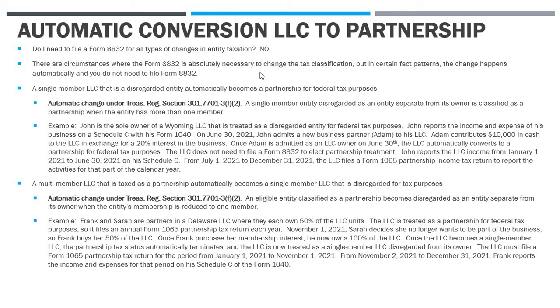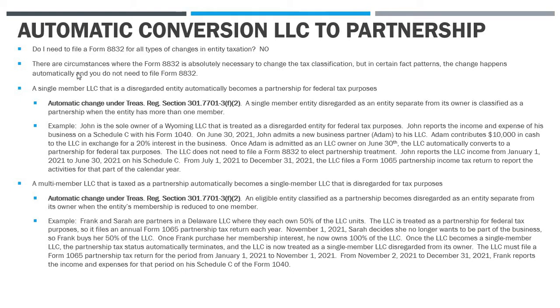Okay, so in this video, I wanted to cover some automatic conversions for tax classifications for LLCs. So the 8832 is an entity classification election. Generally, you file this for a new entity to change its tax classification from the default rule to an alternative tax treatment, right? Subject to certain limitations.